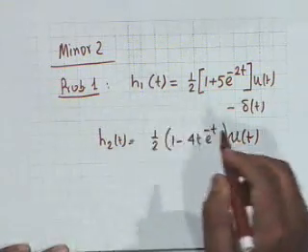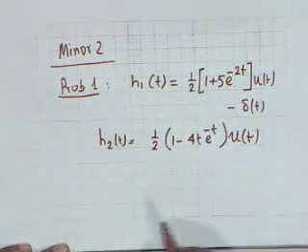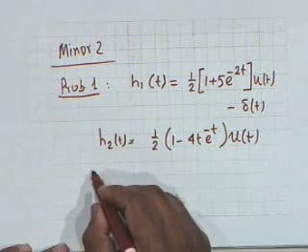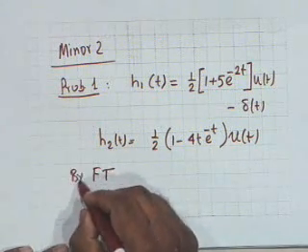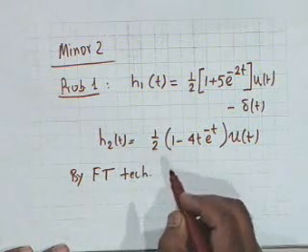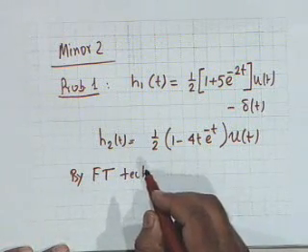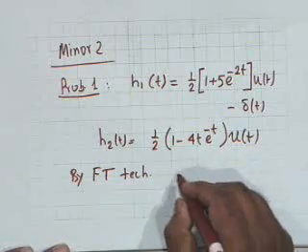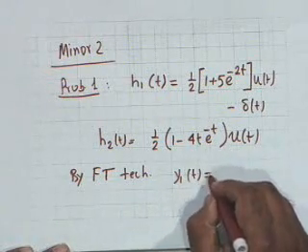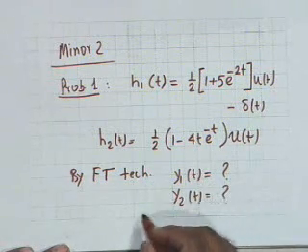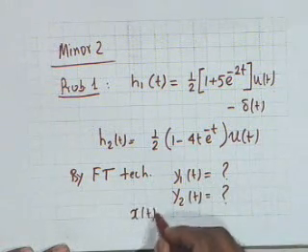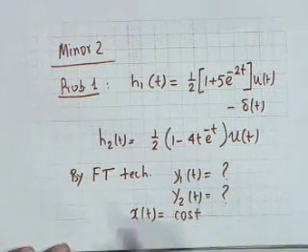This is system 1, this is system 2. You have to determine by Fourier transform techniques, this is specified, FT techniques, the outputs of each of these 2 systems, that is y1(t) and y2(t). You have to find out with x(t) given by cos t.